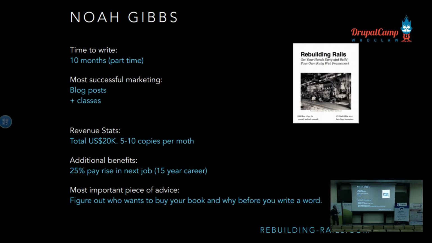Noah Gibbs is the guy that wrote Rebuilding Rails. It took him 10 months part-time to write that book. For him, blog posts and also doing a few classes is where he got most of his sales. He's made $20,000 US in total, and he's currently selling around 5 to 10 copies per month.